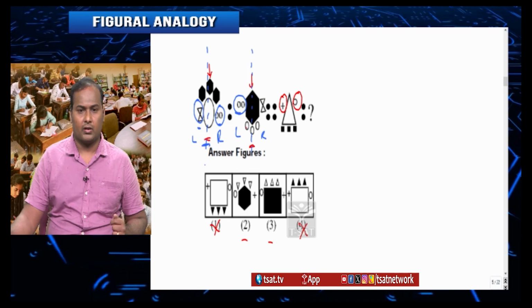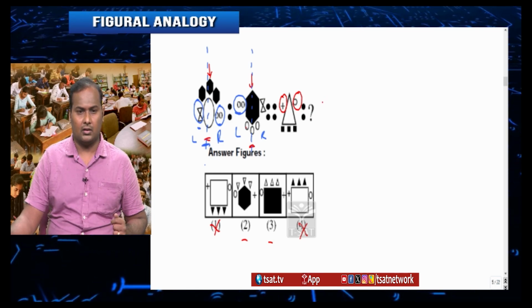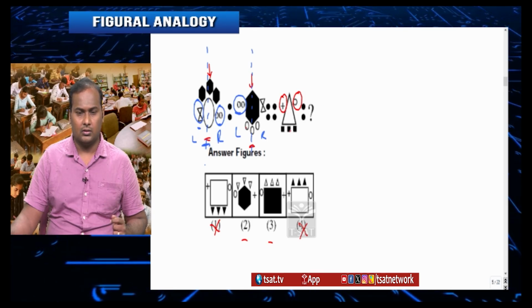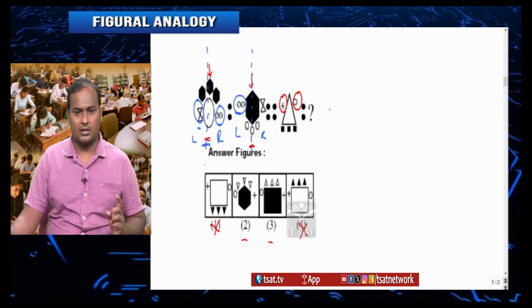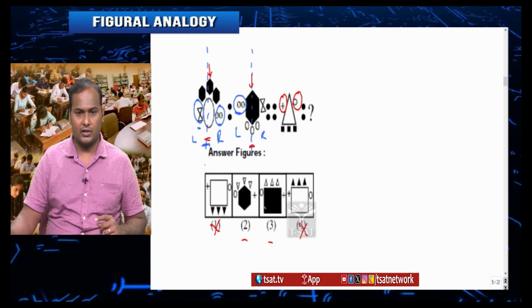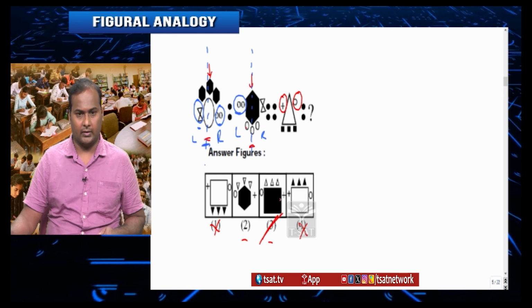See here, the triangle is 1. Now, obviously in the next figure, the triangle will increase to 3. Whereas here the squares are 3. Now, in the next figure, the shaded square will be only 1. So, 1 shaded square and 3 triangles. So, your answer is option 3.